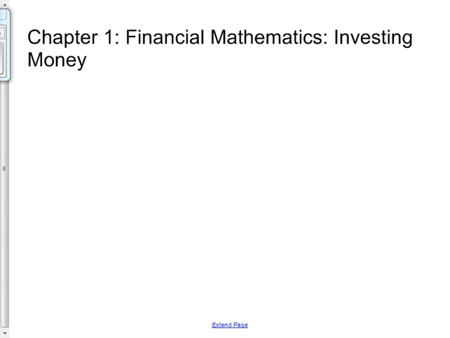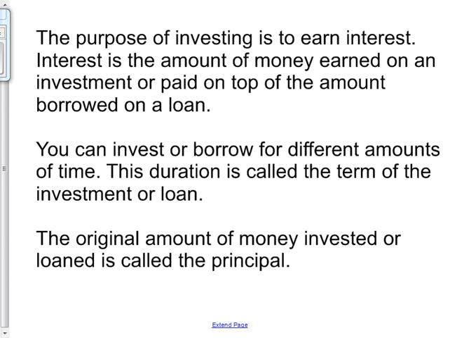Chapter 1 is titled Financial Mathematics, Investing Money. The purpose of investing is to earn interest. Interest is the amount of money earned on an investment or paid on top of the amount borrowed on a loan. You can invest or borrow for different amounts of time. This duration is called the term of the investment or loan. The original amount of money invested or loaned is called the principal.